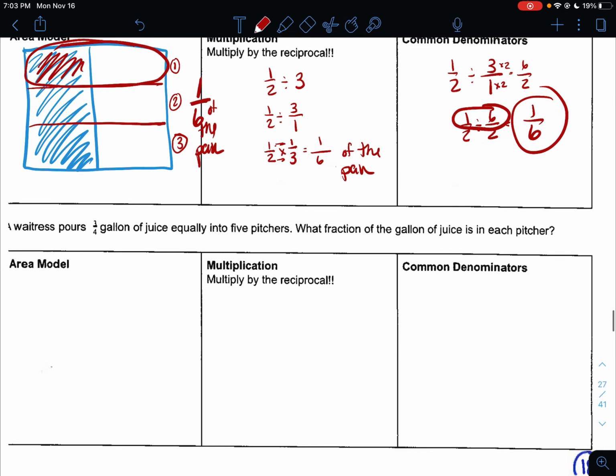Okay. So I would like you to try all 3 methods for the last one on your own. It'll be okay, I promise. So a waitress pours 3/4 of a gallon of juice equally into 5 pitchers. What fraction of the gallon of juice is in each pitcher? So write the problem first. I'll help you out with that. So think about, what are we dividing up? We are dividing the 3/4 gallon of juice into 5 groups or 5 pitchers. Okay, so I want you to start by doing the area model. Then you may do your favorite, multiply by the reciprocal, and then your common denominators. I want you to try it. Okay, so pause the video and then come back when you are done.